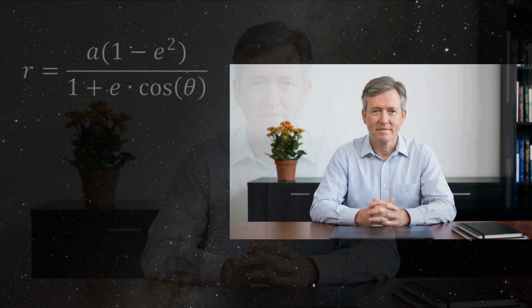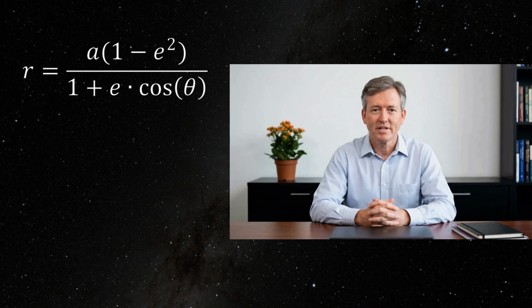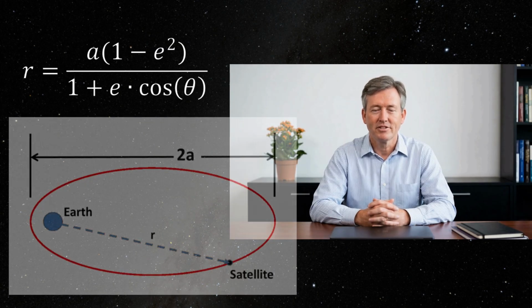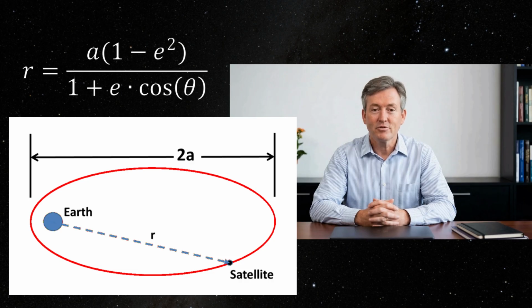celestial mechanics. Based on Keplerian physics, the distance from the center of Earth to a satellite is given by the equation I now show. In this equation, r is the radial distance to the satellite from Earth's body's center, a is the semi-major axis for the elliptical orbit, e is the orbit's eccentricity, and theta is the true anomaly. I show the elliptical orbit in the next image where the semi-major axis is defined.